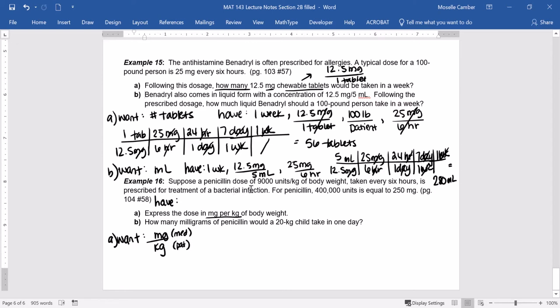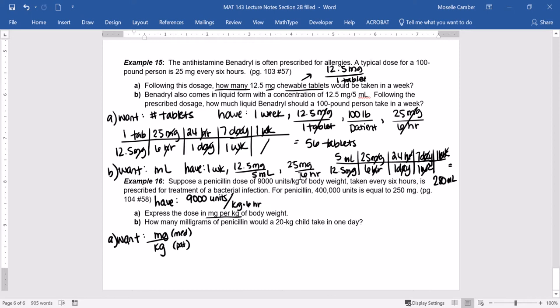So we have a dose of 9,000 units per kilogram of body weight. It also says taken every 6 hours. So remember, every is another way of saying per. So we have 9,000 units per kilogram per 6 hours. And remember, when you have two pers in a row, you're going to put the second one in the denominator. So 9,000 units per kilogram times 6 hours.